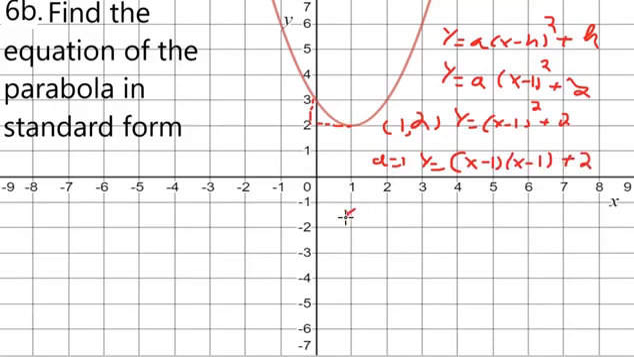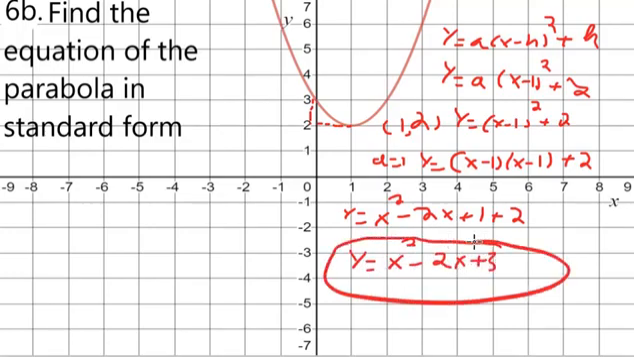So when I distribute, I get y equals x squared minus 2x, because x times negative 1 is negative x, and then another negative 1 times x, so it's negative 2x, and then plus 1 plus 2, because negative 1 times negative 1 is 1. Simplifying, I get y equals x squared minus 2x plus 3, and that's my equation in standard form.